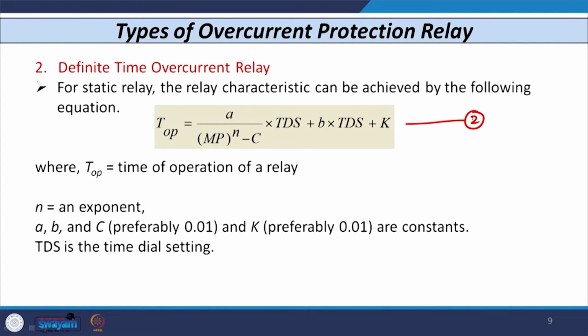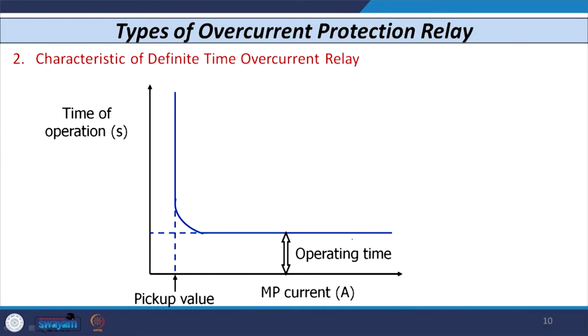Exponent M is an exponent that depends again on what type of curve we wish. TDS is the time dial setting of the relay, and the value of B, value of K, value of small a and value of capital C are all constants. The value of C is normally very small, 0.01, K is also very small, that is also 0.01, and the values of small a and small b depend on what type of characteristic we wish to achieve. So, with this background, let us discuss the characteristic of definite minimum time overcurrent relay.